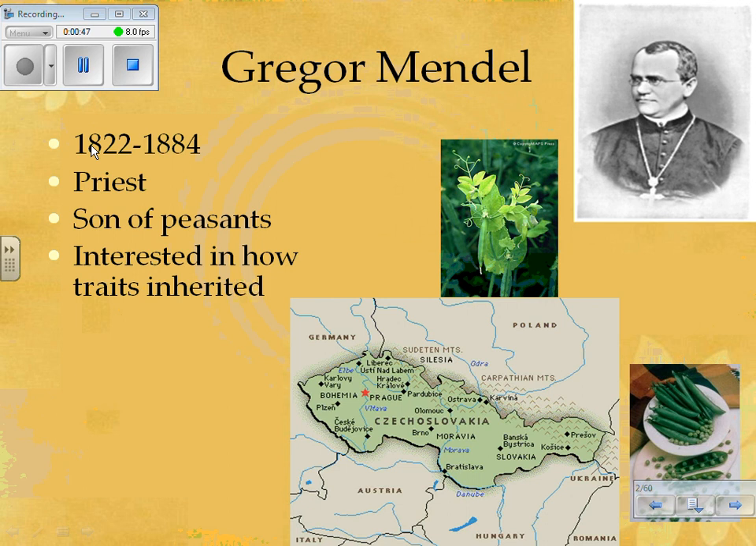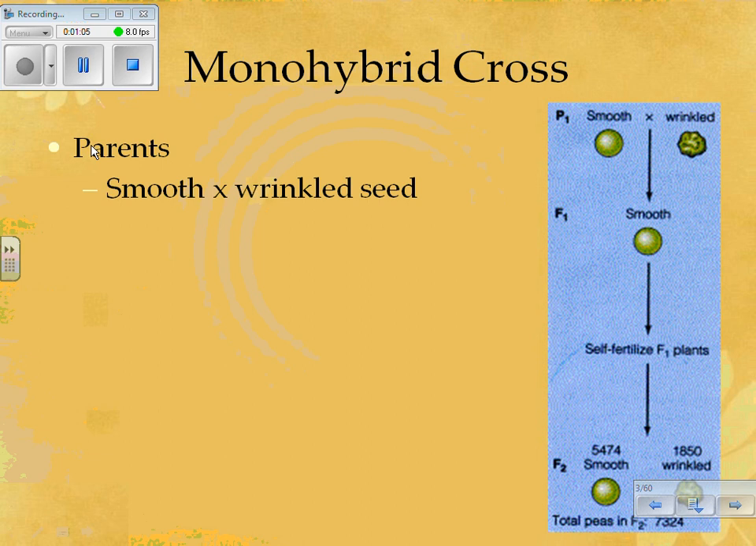He just had an idea, he just wondered, and that's a lot of what science is all about. People have questions and they decide to figure out or try and find an answer to their question. And so he actually worked with pea plants to try and figure out how traits were inherited. And so we started out with what's called a monohybrid cross. Mono meaning a single hybrid cross or a single trait cross.